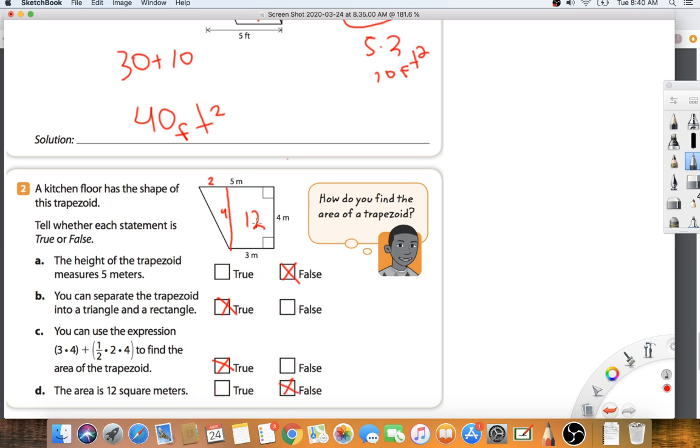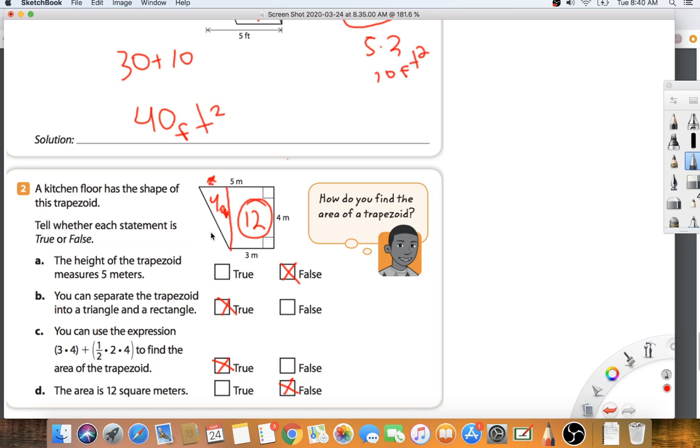But let's solve it real quick. The area is 12 in here for the triangle. 2 times 4 equals 8. What's half of 8? 4. So my area would be 4. 12 plus 4 gives me 16. That's not the area. 12 is not the area. It would be 16 for the area.